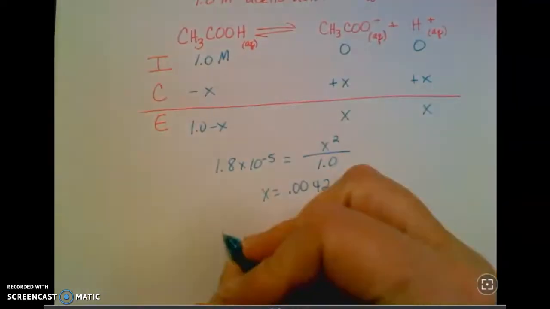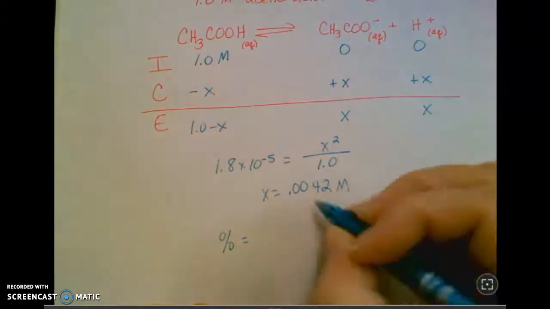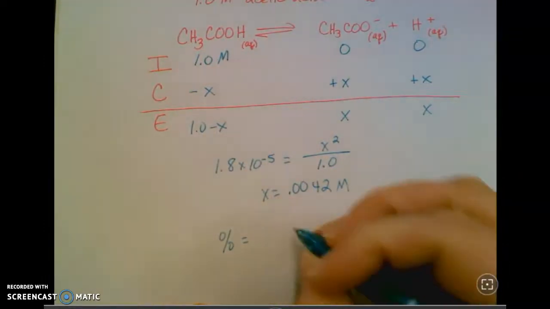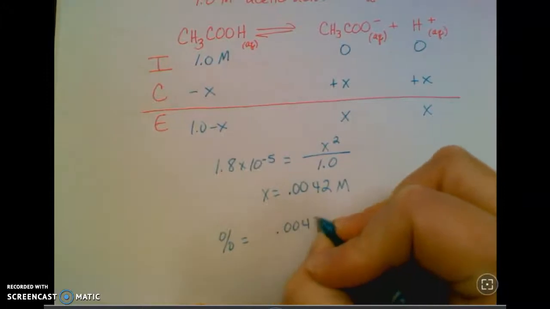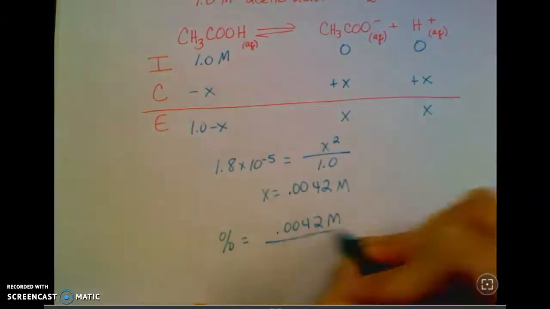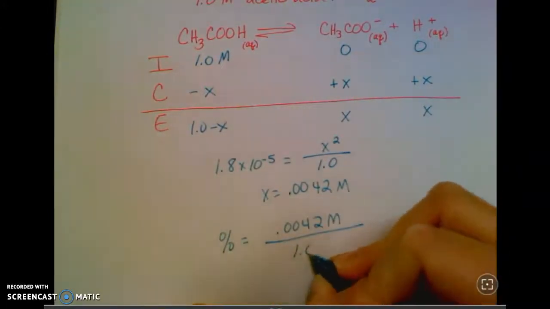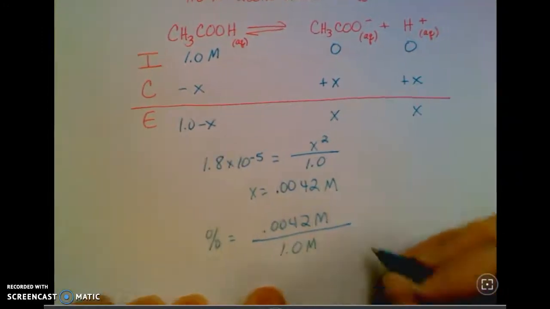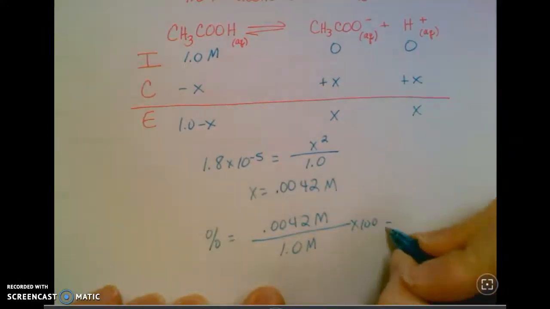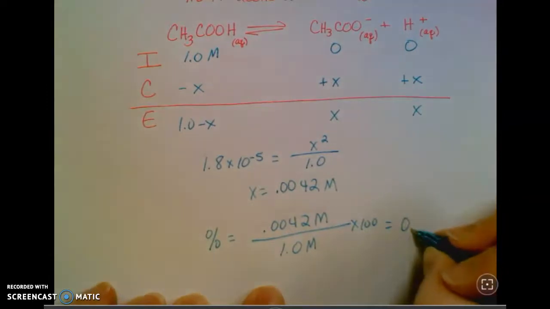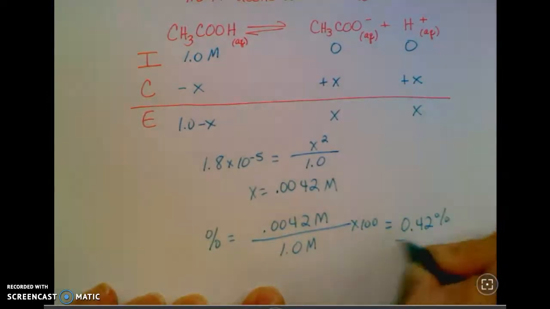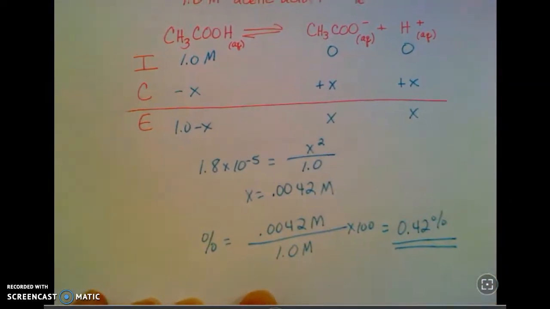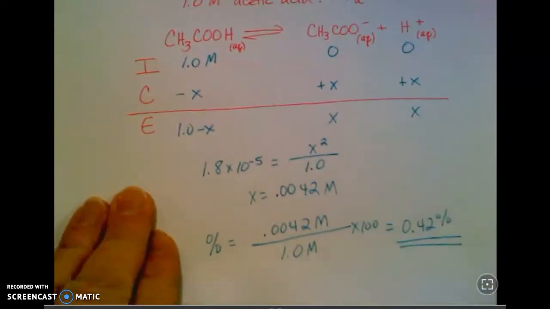So to find percent dissociation, the part that's dissociated is 0.0042 molar. My original amount here was 1.0 molar, so that makes it pretty easy, times 100, and so 0.42% is my percent dissociation for this one. Now, again, not too bad at all.